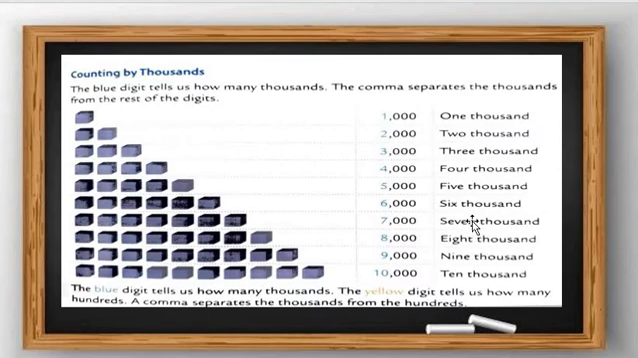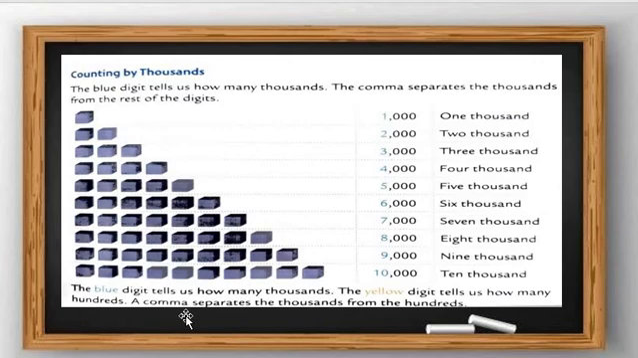So it makes 6000. Got my point, all students? The blue digit tells us how many thousands. The yellow digit tells us how many hundreds. A comma separates the thousands from the hundreds. Here, all the bluish color shows the place of thousands: 1000, 2000, 3000, 4000, 5000, 6000, 7000, 8000, 9000 and 10,000.